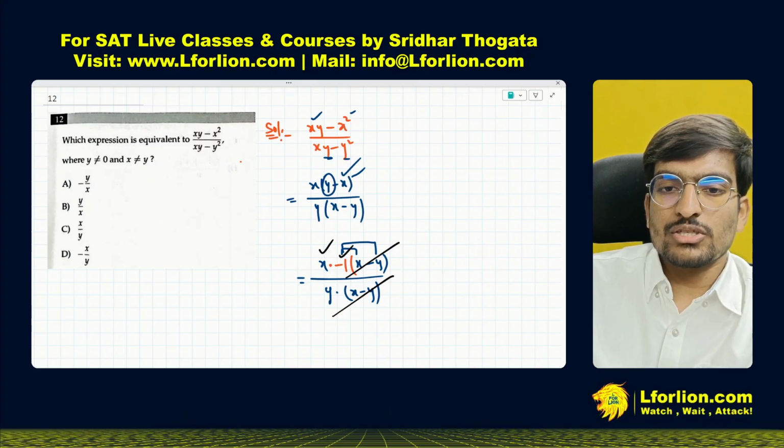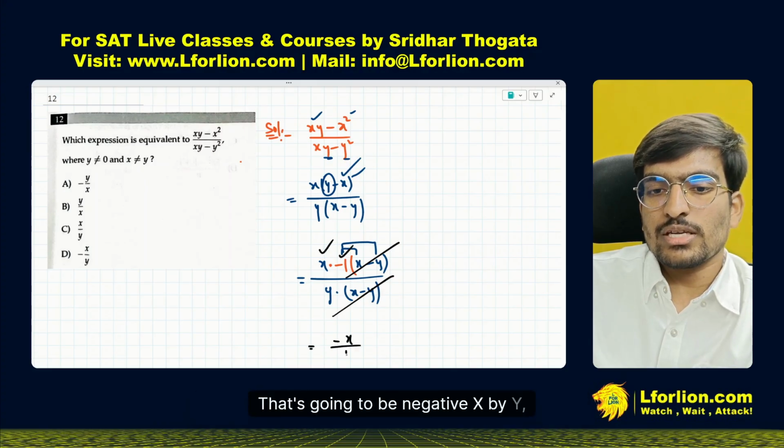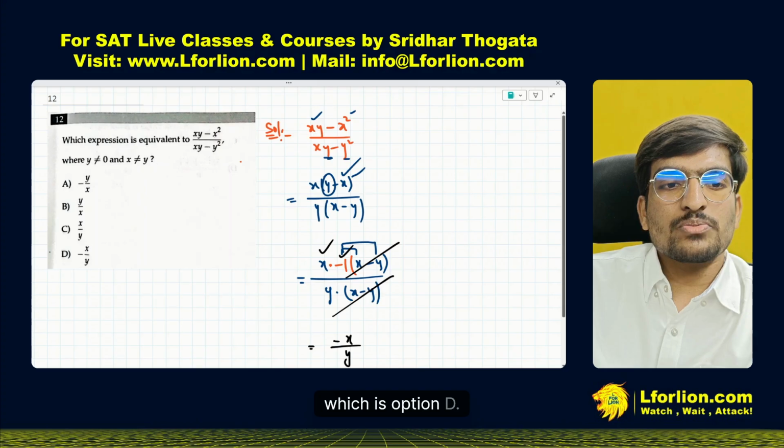X into negative 1, that's going to be negative x by y, which is option D.